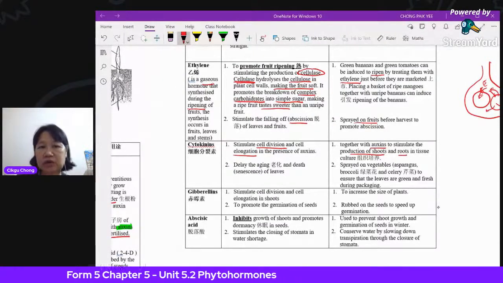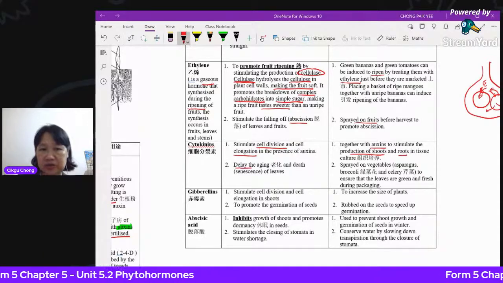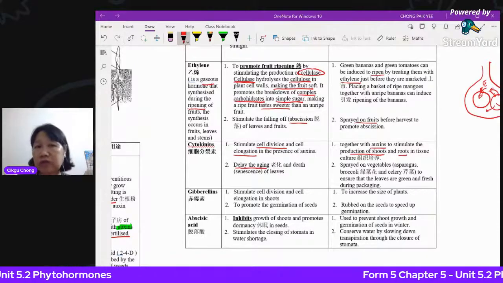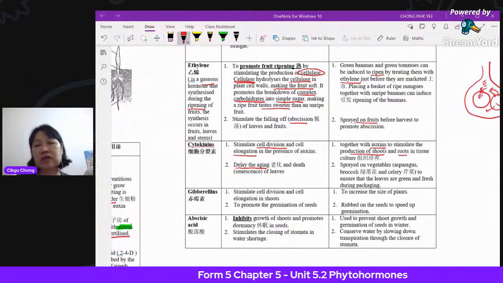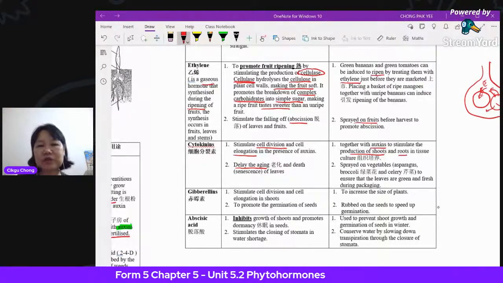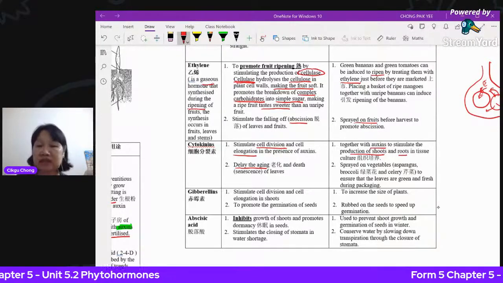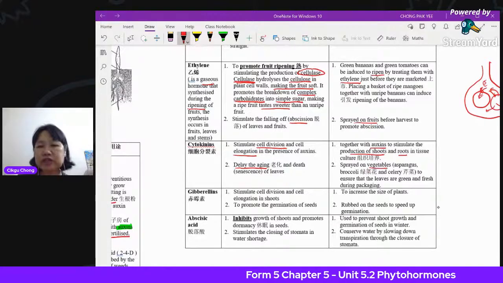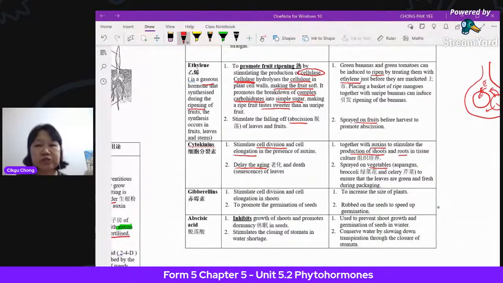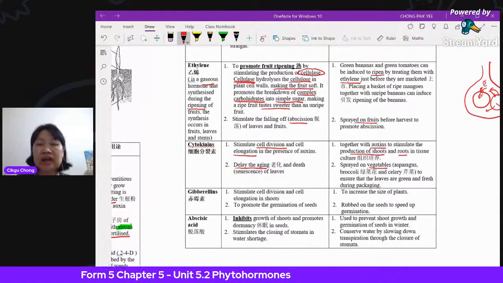Okay, it will delay the aging, so it's going to stop aging because if it's a growth hormone, it's going to have the positive effect, make it grow, so it's not going to make it die, isn't it? And it's going to delay the death or senescence of the leaves. So you spray on the vegetables, right, to ensure that the greens, the leaves are green and fresh during packaging. So this is one of the applications.